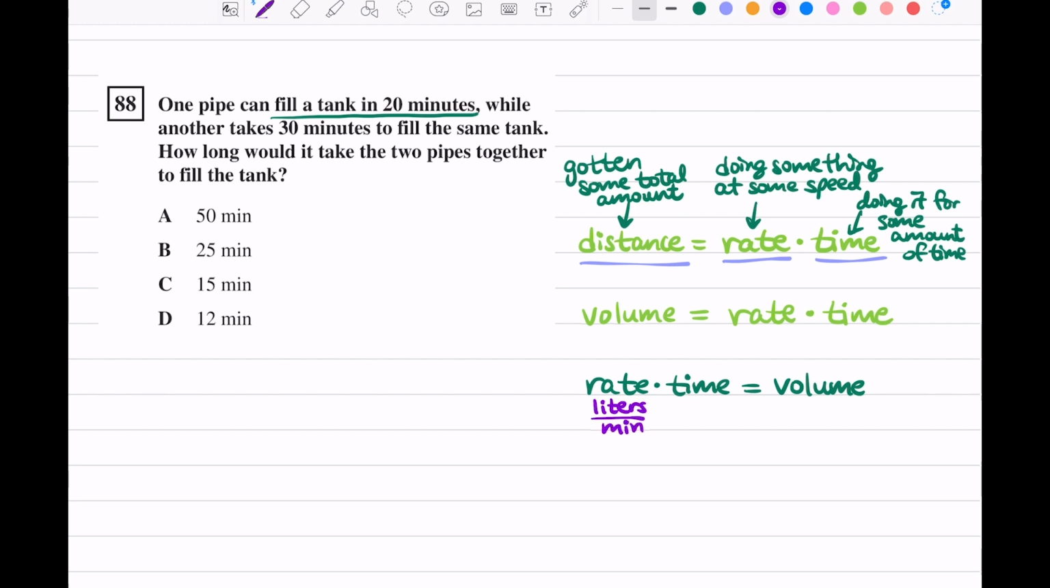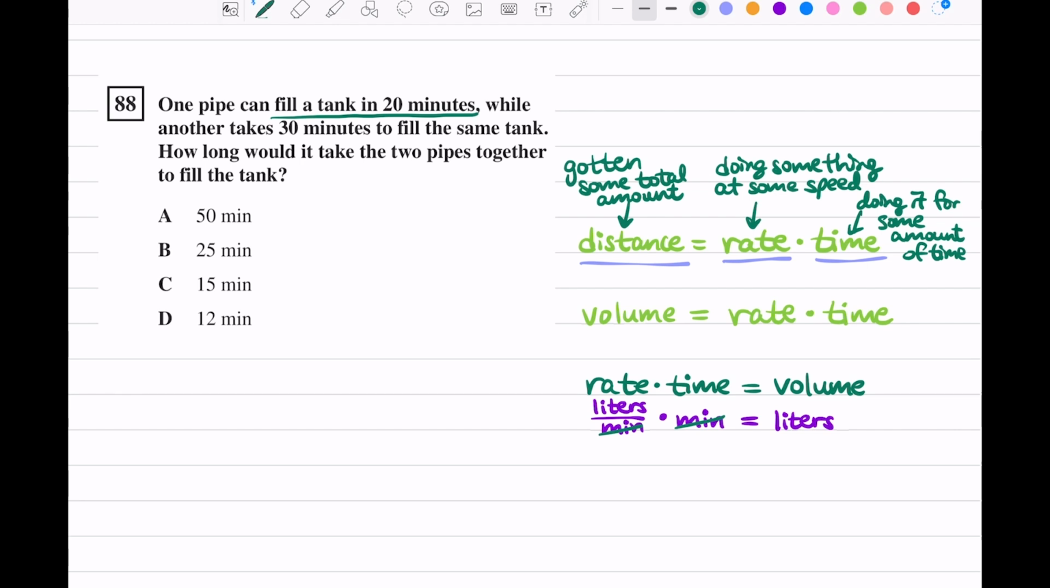So maybe one pipe fills 30 liters per minute, and the other pipe fills 50 liters per minute of water. It's a rate. We're doing something at some speed. And when you do that for a certain number of minutes, we're going to get some total volume in liters. And as you might notice, our minutes cancel out, as they should, to make sure that we have liters on both sides of our equation. Remember, something equals something else. We need to have the same units on both sides.